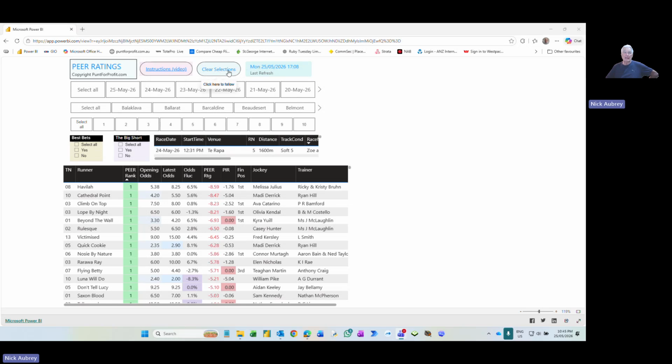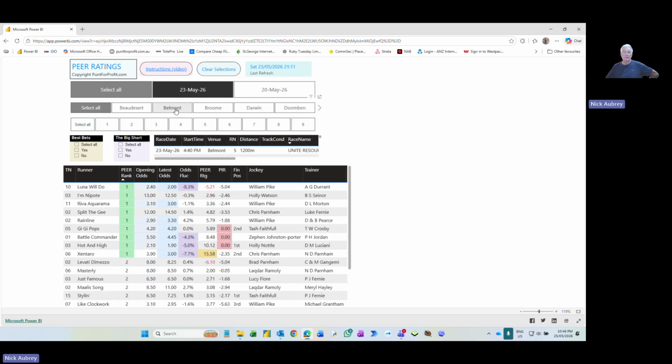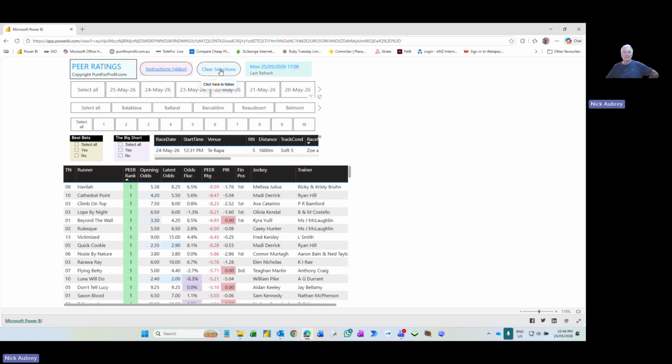This is the ability to clear whatever selections you have at the moment. So, for instance, if I was looking at the 23rd of May, Belmont, and I just wanted to clear that out and start again, just hit the clear selections button, and then you can start again at deciding what race day you want to look at.